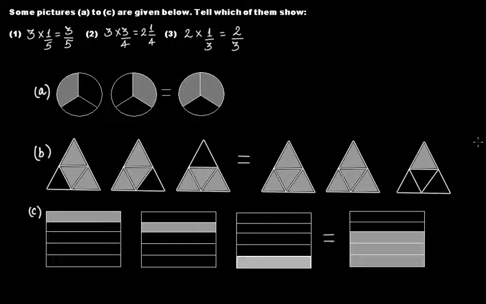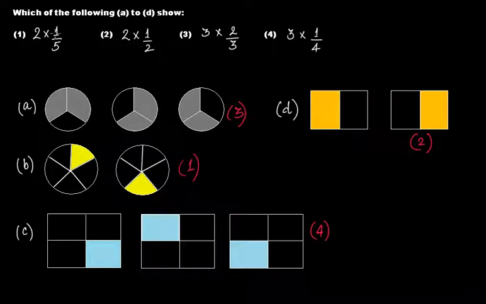Now look at these figures. Some pictures A to C, A, B and C are given below. Tell which of them show the same thing. You have to do the same thing here also. But in this case, you can see the difference. It has actually been multiplied. Here, this was not multiplied.